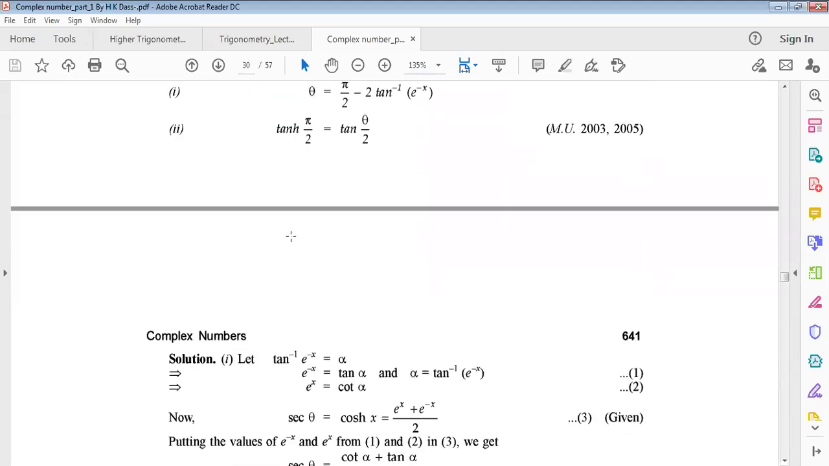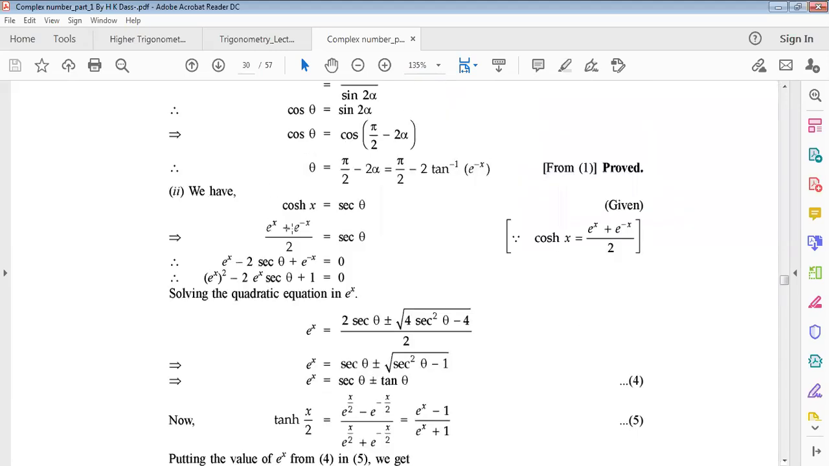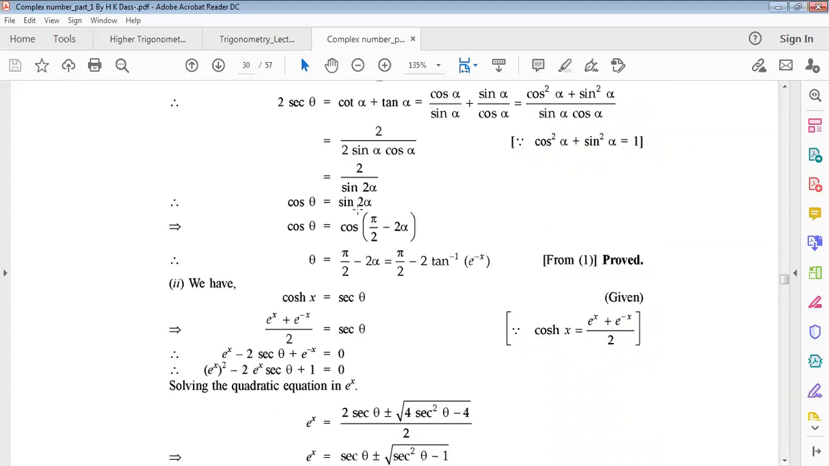Now for the second proof, to prove this condition, tan hyperbolic u by 2 equals tan theta by 2, we have to proceed using cos hyperbolic x equals sec theta. This is our proved condition.